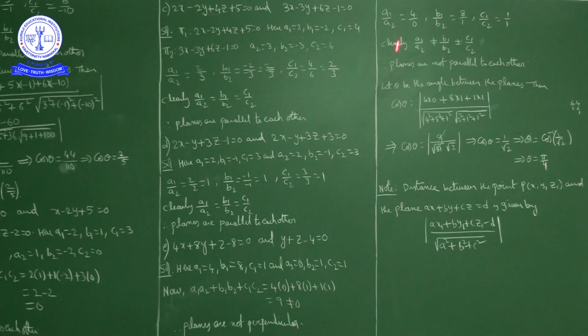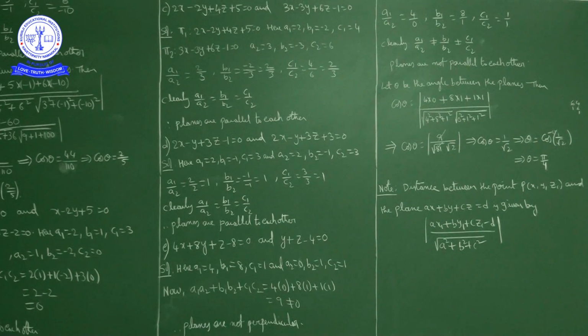So a1 by a2 is 4 by 0, b1 by b2 is 8 by 1, and c1 by c2 is 1 by 1. These are not equal. So a1 by a2 is not equal to b1 by b2, which is not equal to c1 by c2. So the given planes are not parallel to each other. When planes are not perpendicular and not parallel, we can find the angle.